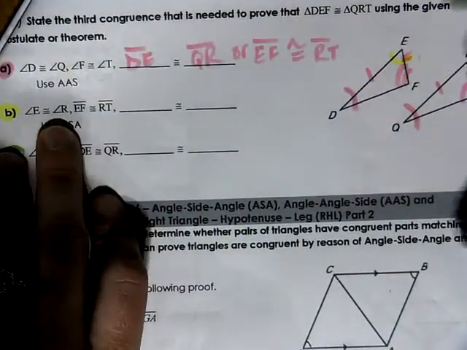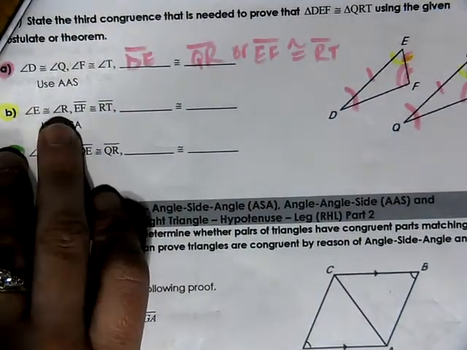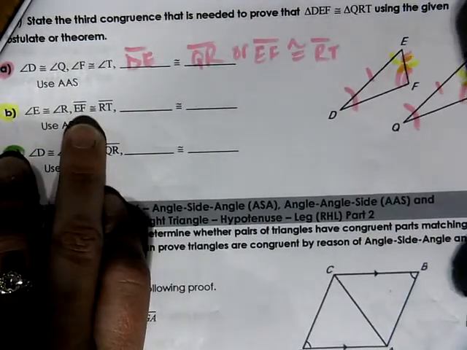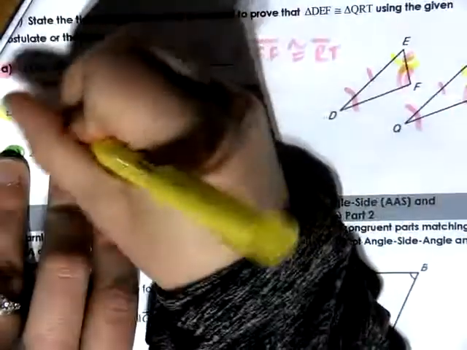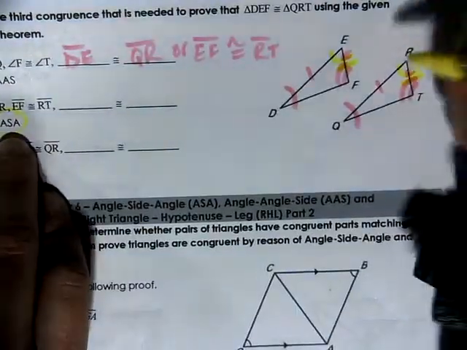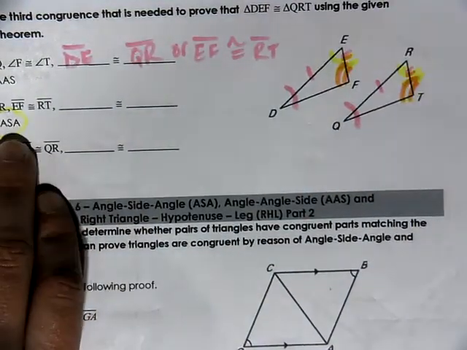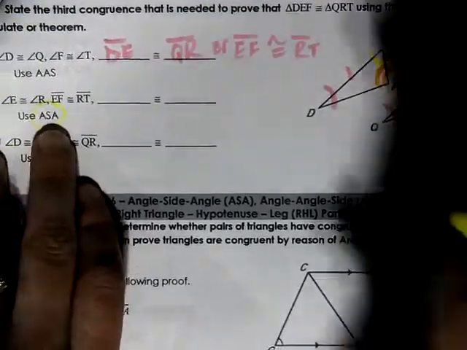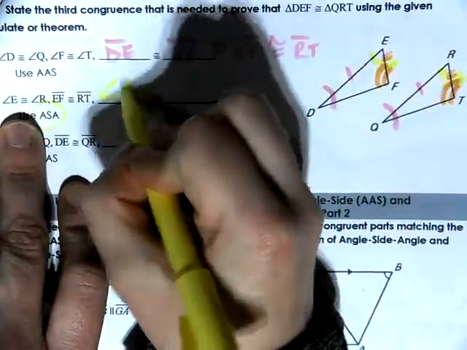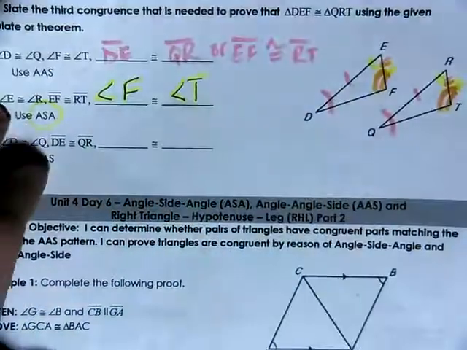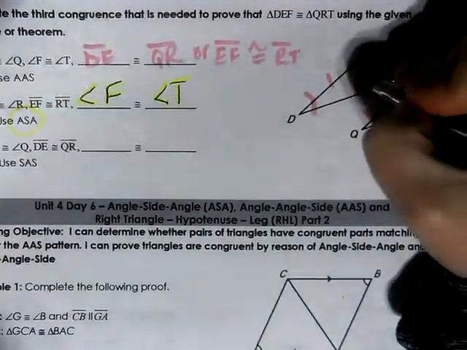In this problem, we have angle E is congruent to angle R. I have EF is congruent to RT. And I want to prove these triangles congruent by angle, side, angle. So it looks like I have an angle and a side, and I need my other angle. And that other angle needs to touch my side that I was given. And that's going to be angle F is going to be congruent to angle T. I know that might be a little difficult to read, so I'm going to rewrite this. Angle F needs to be congruent to angle T. That's what we need over here.